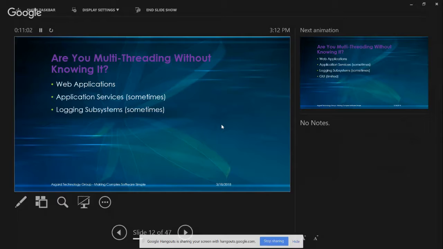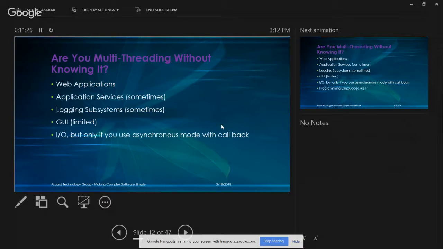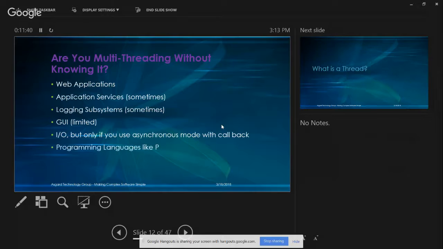Logging subsystems, I believe nlog and jlog both allow you to flip a proverbial switch to tell it to write the log asynchronously. And in that case, when you do your logging, you've got a separate thread that's actually waiting for the disk to finish writing before it writes the next log line down. GUIs sometimes provide some stuff. I/O, if you make a call and you say, call me back when you get the data or you finish writing it, to some extent, you're doing multi-threading because you're basically having the operating system do it.